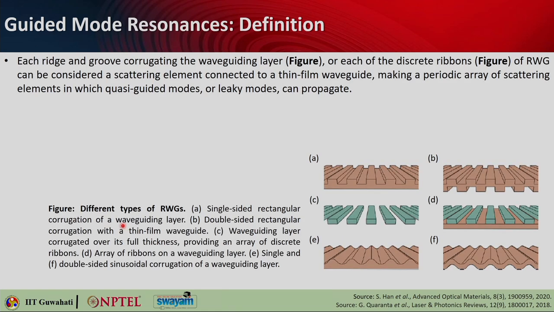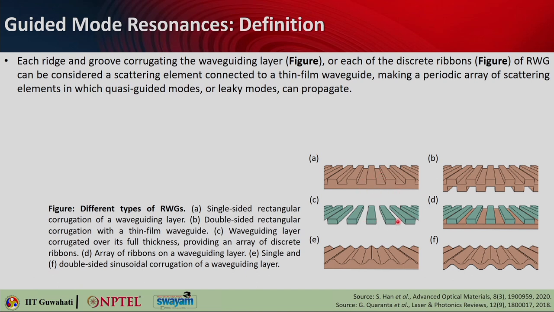Now, depending on the geometry, there are different types of RWGs, okay. So, each ridge and groove corrugating the waveguide layer, that you see this one, this is how you are corrugating the waveguide layer, okay. You can actually design different kinds of RWGs. So, this one, as you see, is a single sided rectangular corrugation of the waveguiding layer, but this one is a double sided corrugation, okay. This one is a waveguiding layer corrugated to its full thickness.